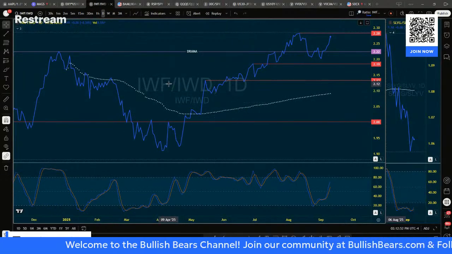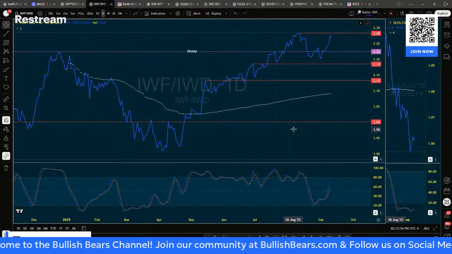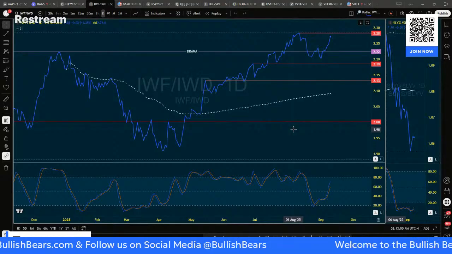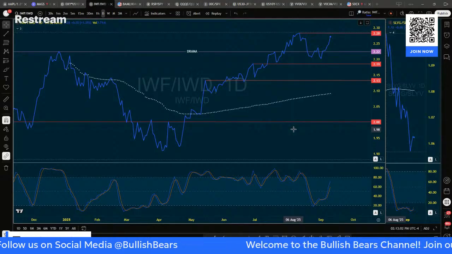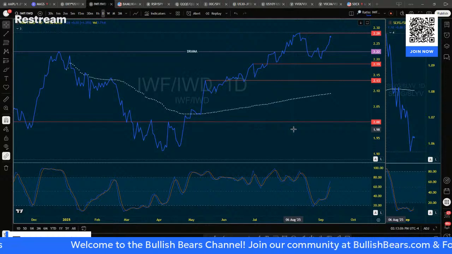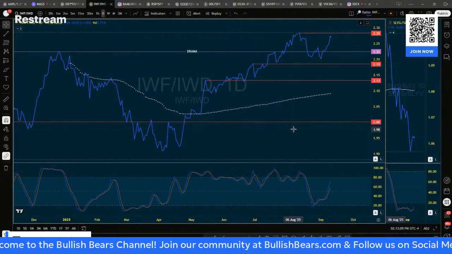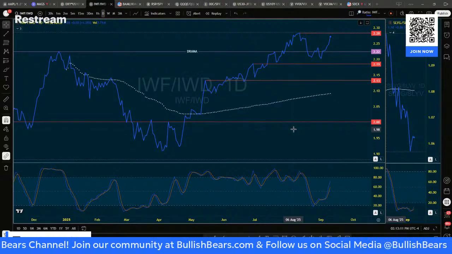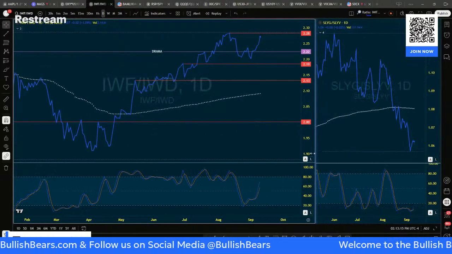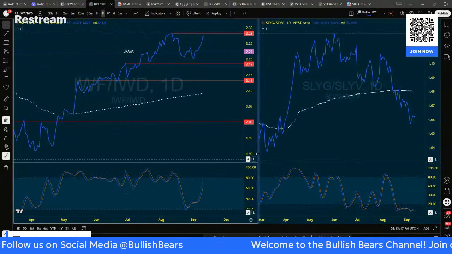This is an IWF IWD ratio chart. And if you look at IWF, it's an ETF for the Russell. Don't ask me why that works for the Mag 7, but man, it does, and it does a really good job. So I always use this, but it is looking at the tree in the forest.